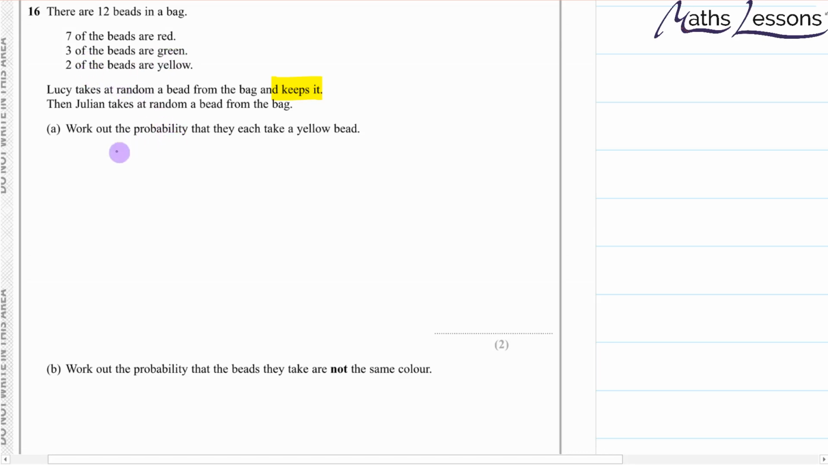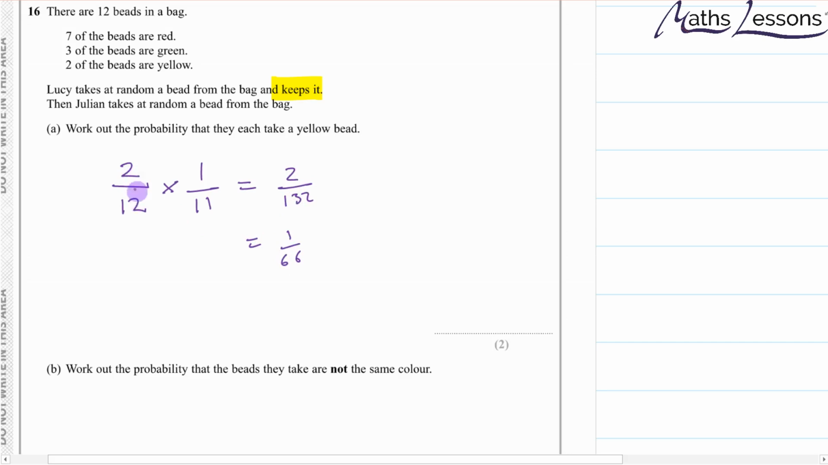So there are 2 yellow beads, and there's 12 beads altogether. So therefore the probability that Lucy takes a yellow bead is 2 out of 12. Now we're going to then combine that with Julian's probability, which is there's now 1 less yellow bead, she took 1 out, and there's 1 less bead in the bag. So we times by 1 over 11. So we get 2 over 132, and then we can cancel it down to get 1 over 66.